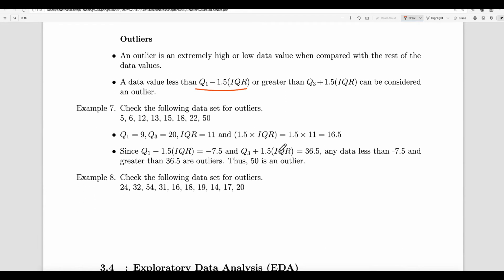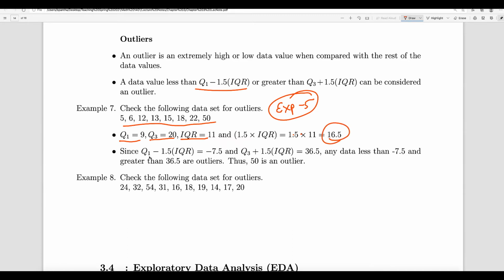Let us see an example. In this example, is there any outlier? That's what it asks us to check. This is the same example as example 5, with the same data. So we already found Q1, Q2, and Q3. Q1 is 9, Q2 was 14, Q3 is 20, and the IQR we found is 11. So what is 1.5 times IQR? It is 1.5 times 11, which gives you 16.5.